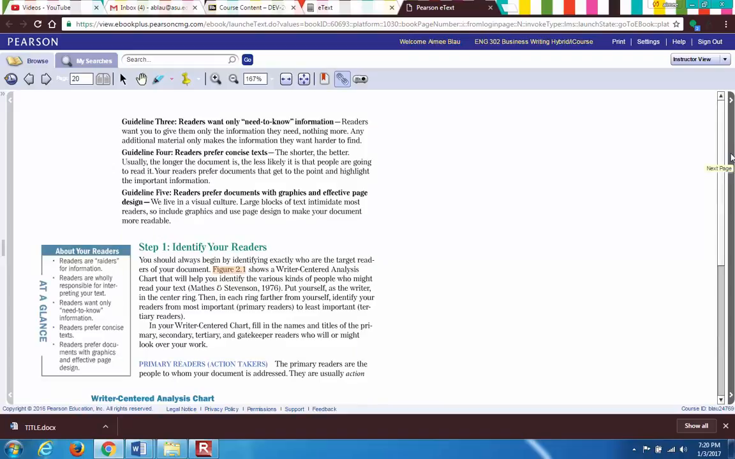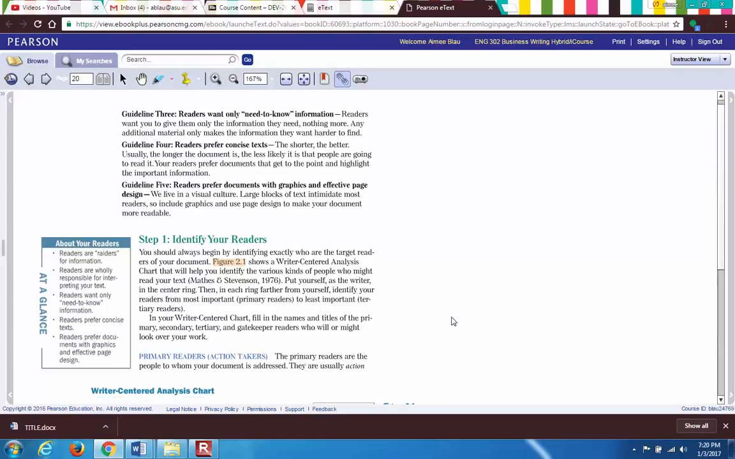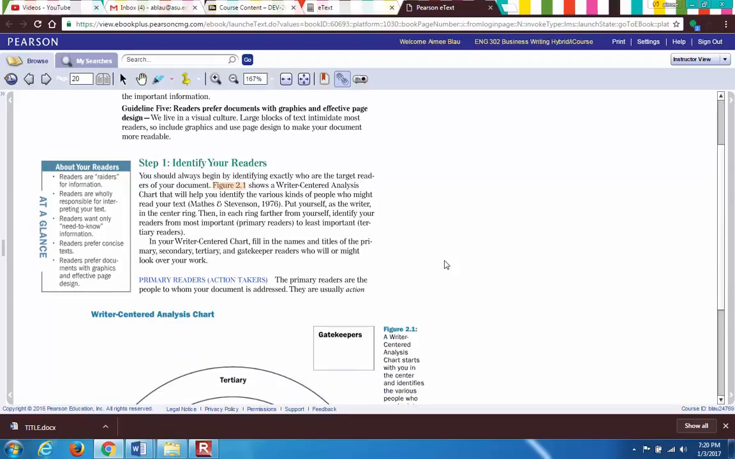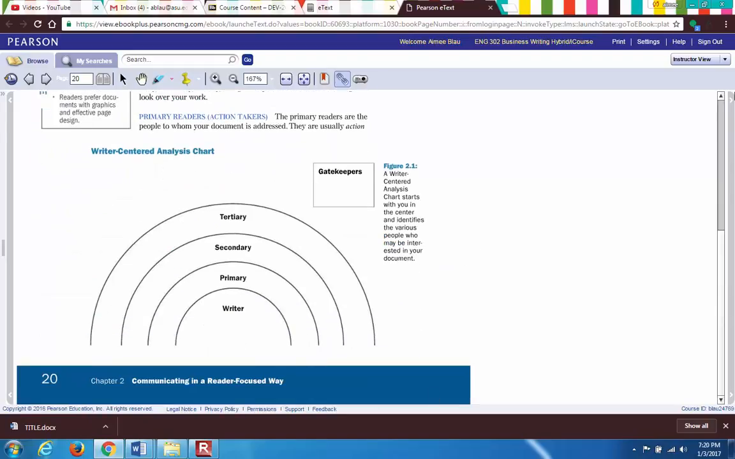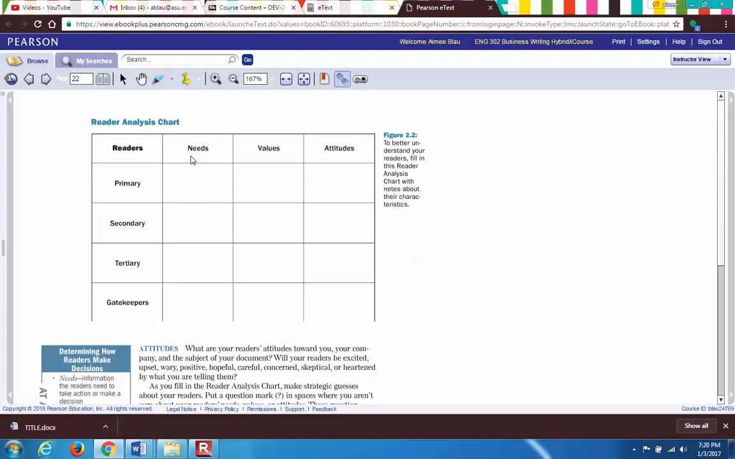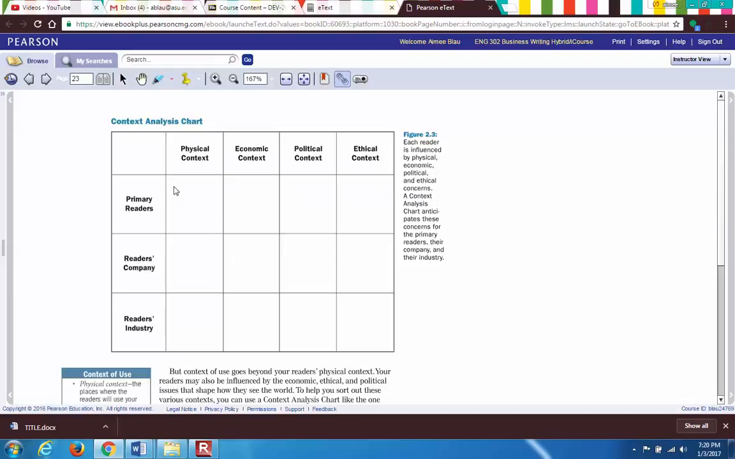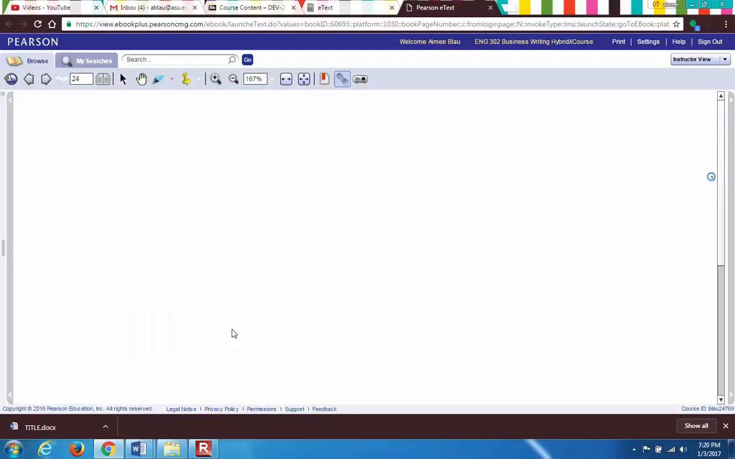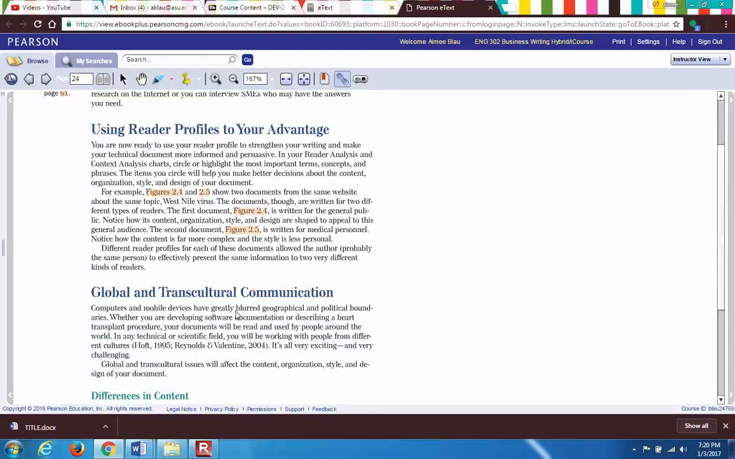The next parts of the chapter go over how to identify your readers, how to figure out what role they play in the situation. There are also helpful charts that help you to think about different aspects of the situation, what your audience's needs, wants, values, attitudes are, the different contexts that might appear in a business setting. And then there's a very helpful section on global and transcultural communication.